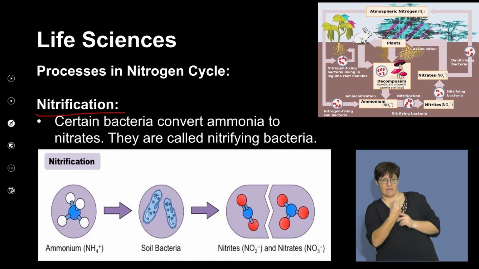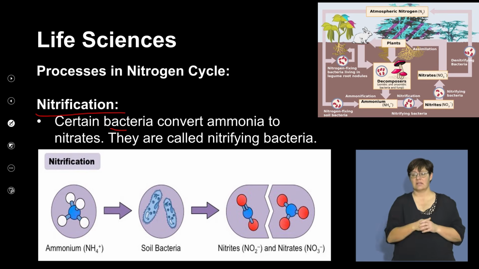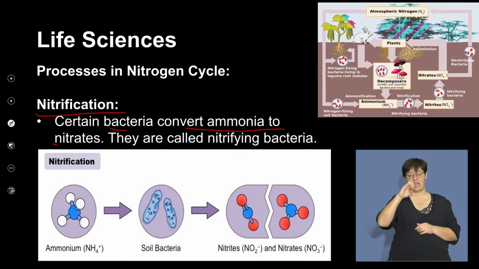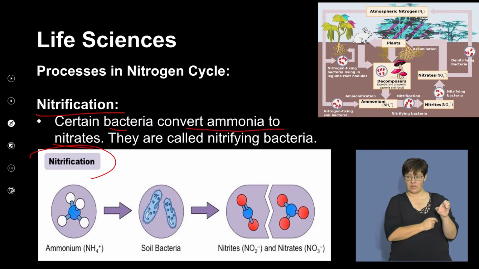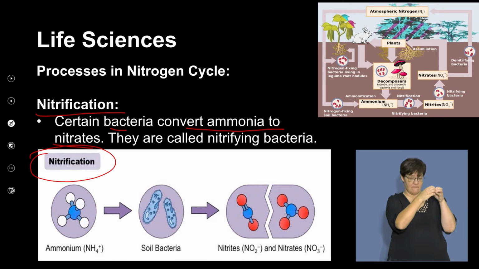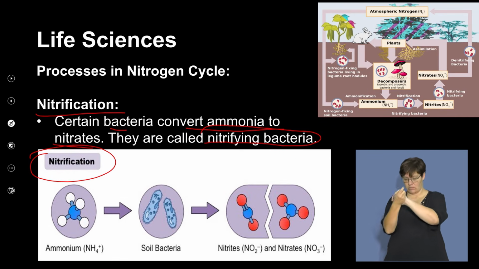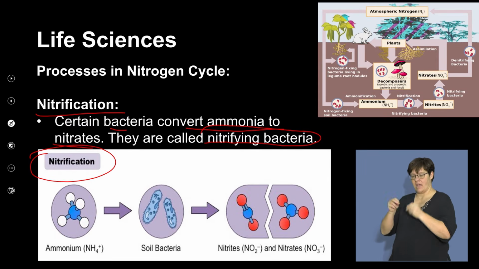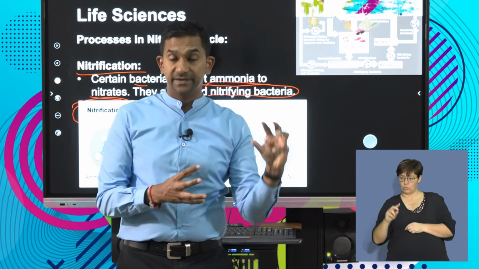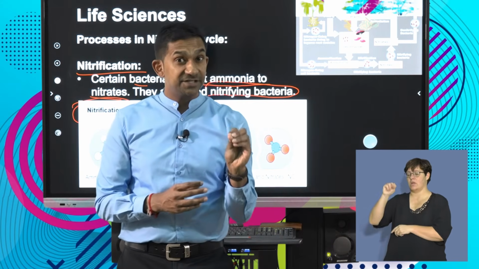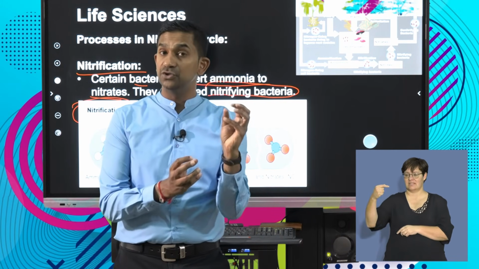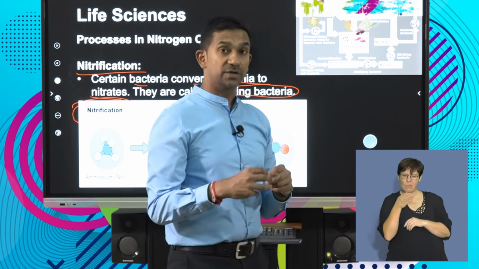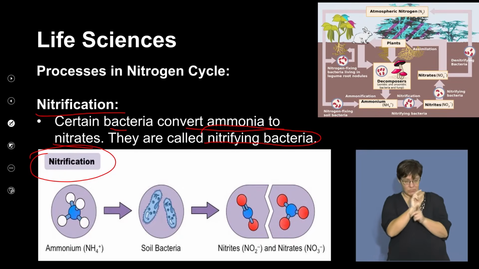Nitrification, again, the next process: certain bacteria convert the ammonia into nitrates. This process of converting into nitrates is called nitrification. These are called nitrifying bacteria. As I mentioned earlier on, we've got these leguminous plants that have nitrogen fixing bacteria in their root nodules, and these are able to absorb and convert that into nitrates.